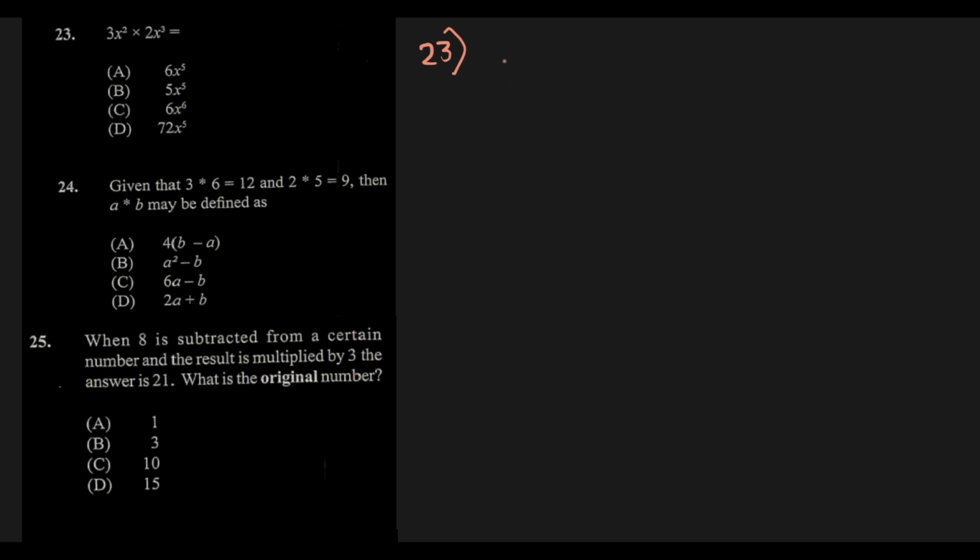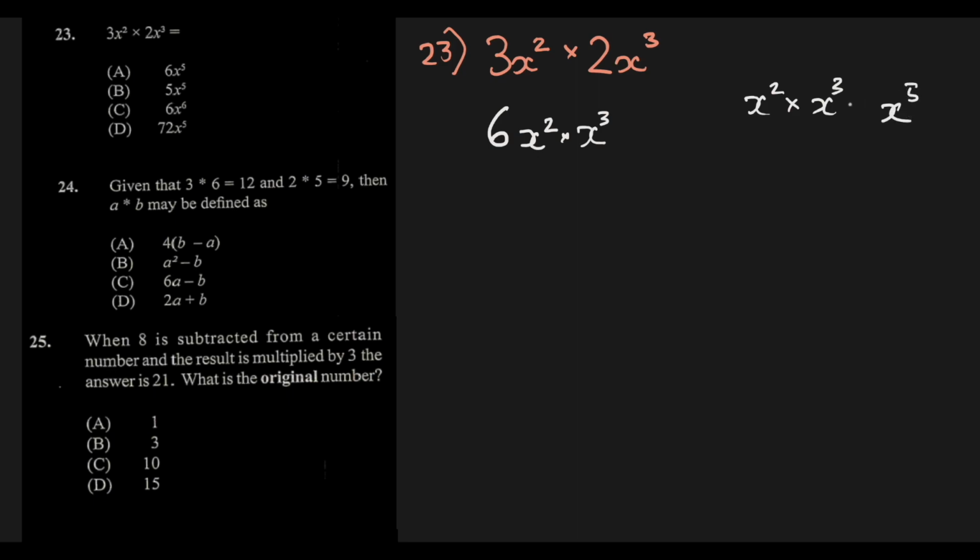Number 23 says 3x squared multiplied by 2x to the power of 3. We need to multiply this out and see what it is. We can multiply the numbers. So 3 times 2 is what? 6. Now we need to multiply x squared by x to the power of 3. There's a rule: once we are multiplying, the powers can be added together. So x squared times x to the power of 3 is the same as adding these powers, which is x to the power of 5.